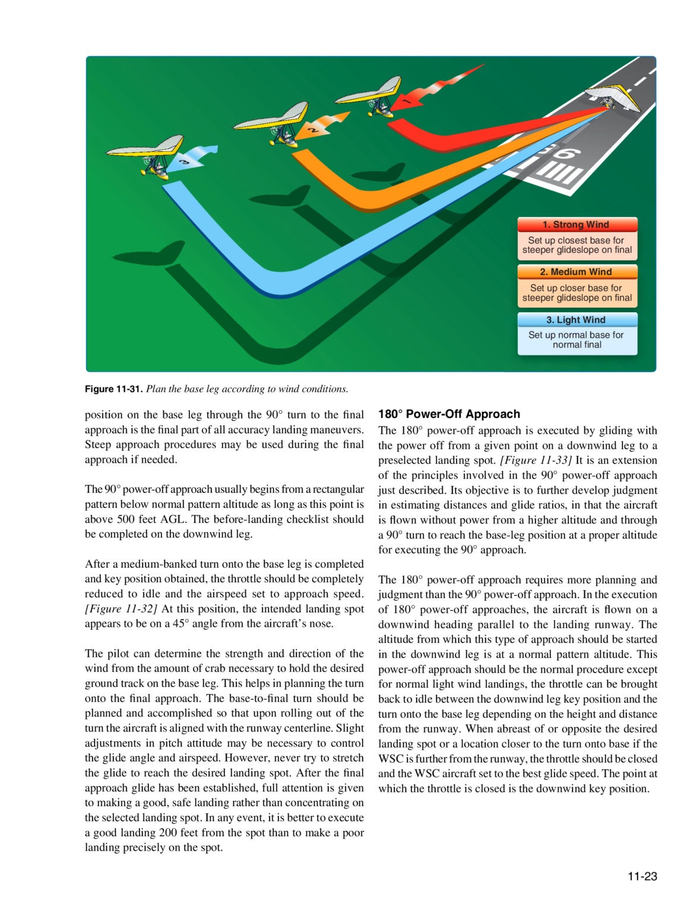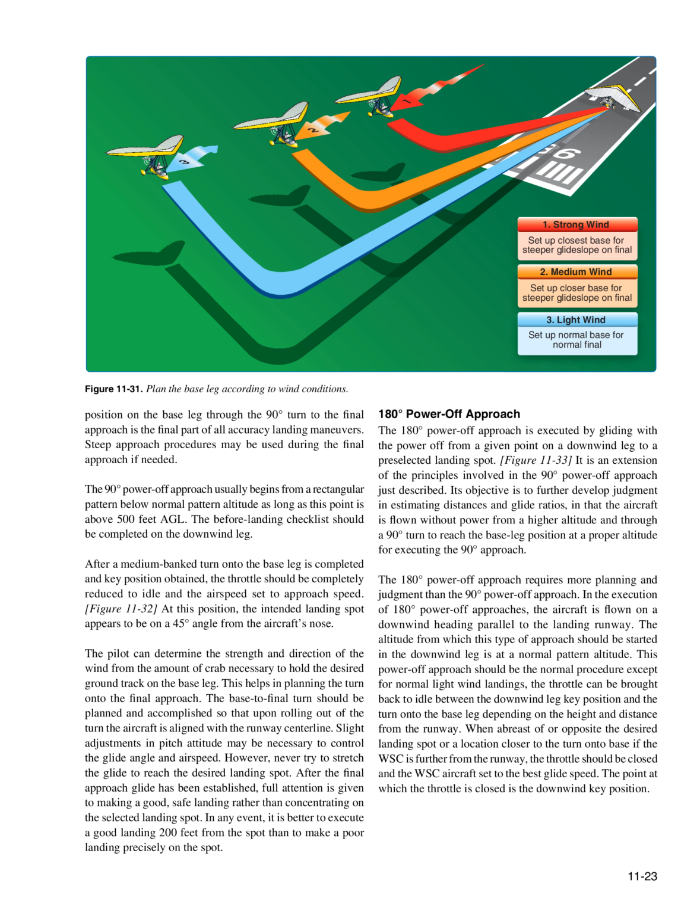180 degrees power-off approach. The 180 degrees power-off approach is executed by gliding with the power off from a given point on a downwind leg to a preselected landing spot. Figure 11-33. It is an extension of the principles involved in the 90 degrees power-off approach just described.